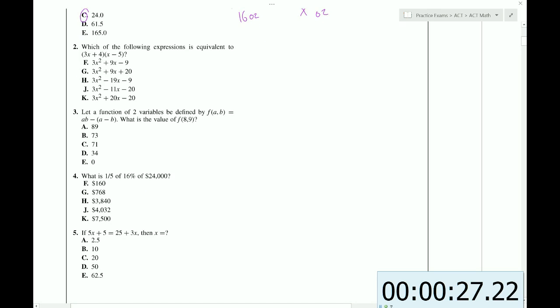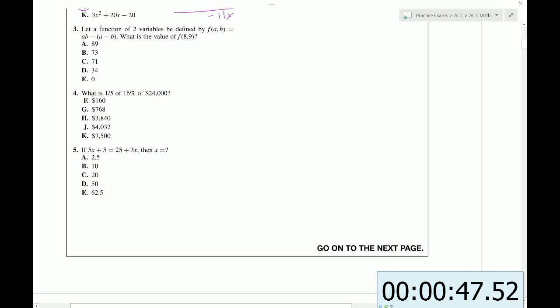Which of the following expressions is equivalent to this? So we do a FOIL first, gives us 3x squared. Outer, minus 15x. Inner, plus 4x. Last is minus 20. So we get 3x squared minus 11x minus 20.